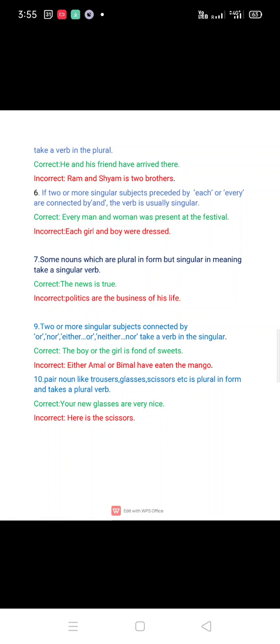And in the incorrect sentence you can see each girl and boy were dressed. Here it should be was. Each girl and boy was dressed, not were, because each is used here.